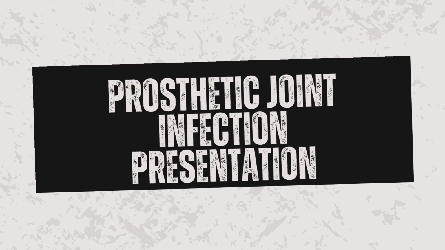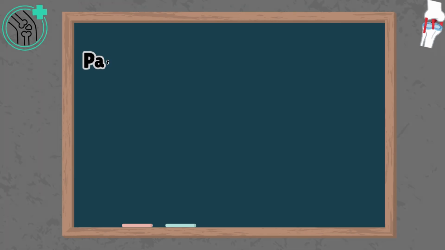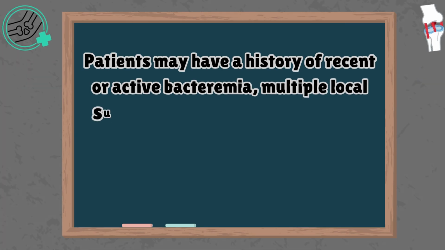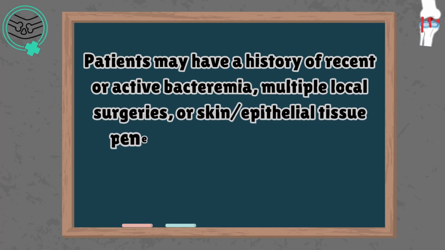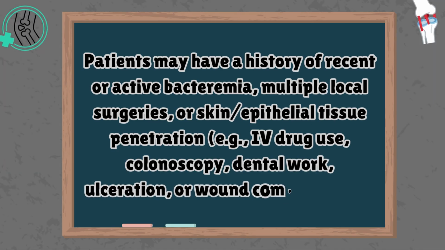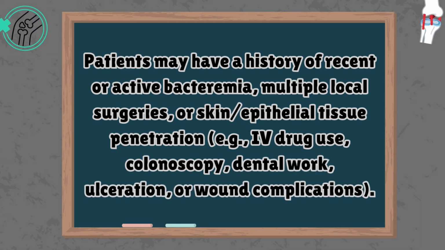Prosthetic joint infection presentation. Patients may have a history of recent or active bacteremia, multiple local surgeries, or skin or epithelial tissue penetration, for example intravenous drug use, colonoscopy, dental work, ulceration, or wound complications.